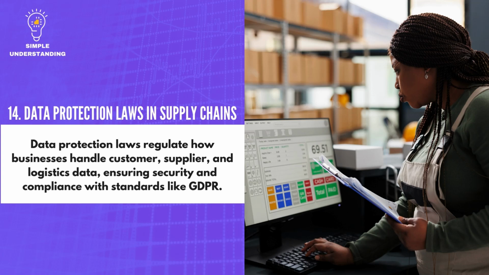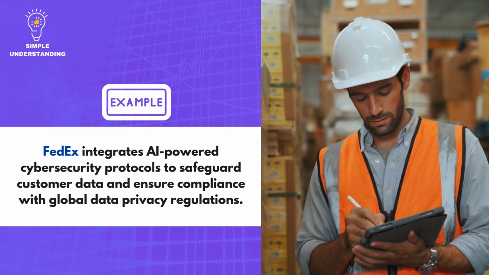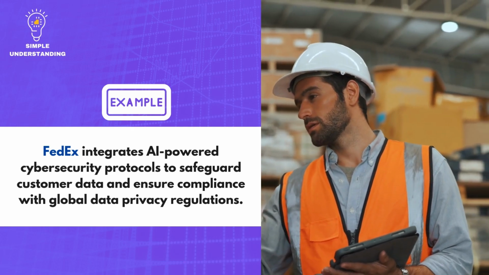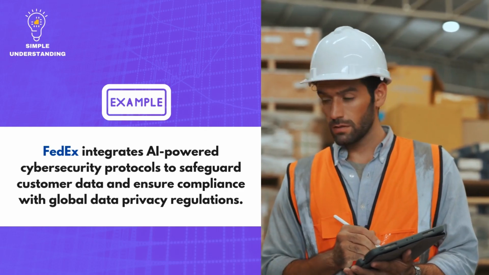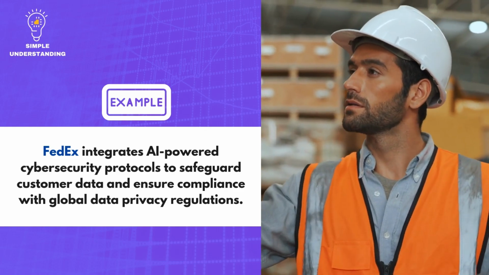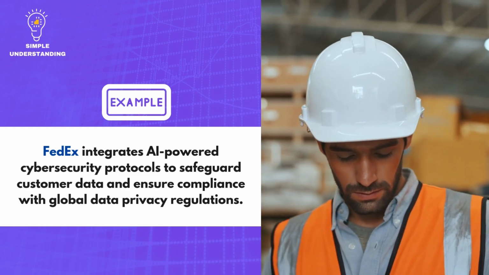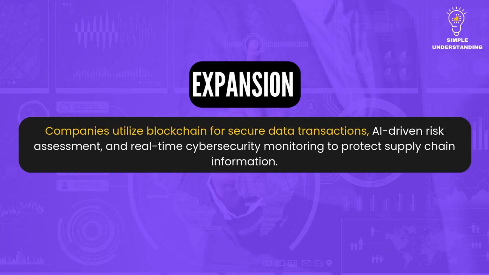Data protection laws regulate how businesses handle customer, supplier, and logistics data, ensuring security and compliance with standards like GDPR. Real company example: FedEx integrates AI-powered cybersecurity protocols to safeguard customer data and ensure compliance with global data privacy regulations. Expansion: companies utilize blockchain for secure data transactions, AI-driven risk assessment, and real-time cybersecurity monitoring to protect supply chain information.